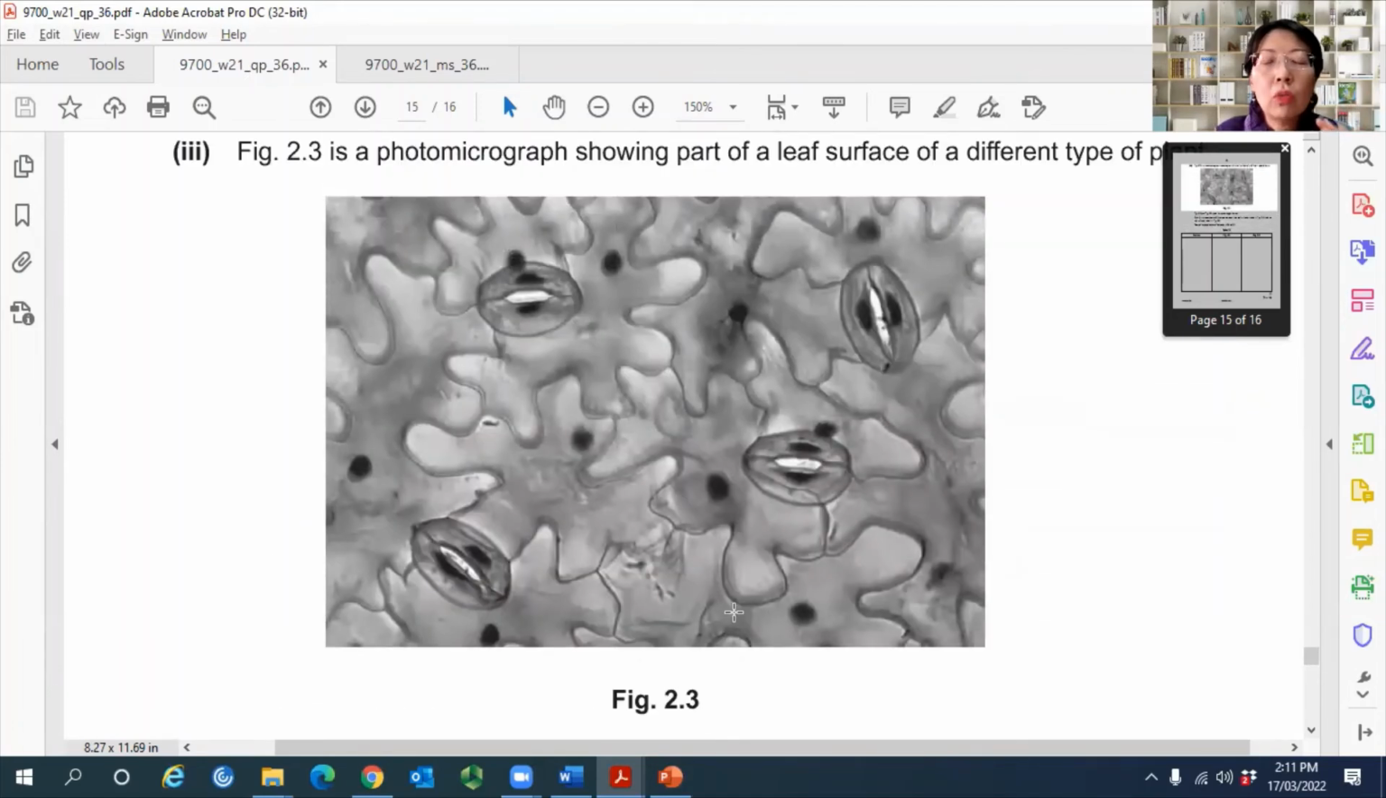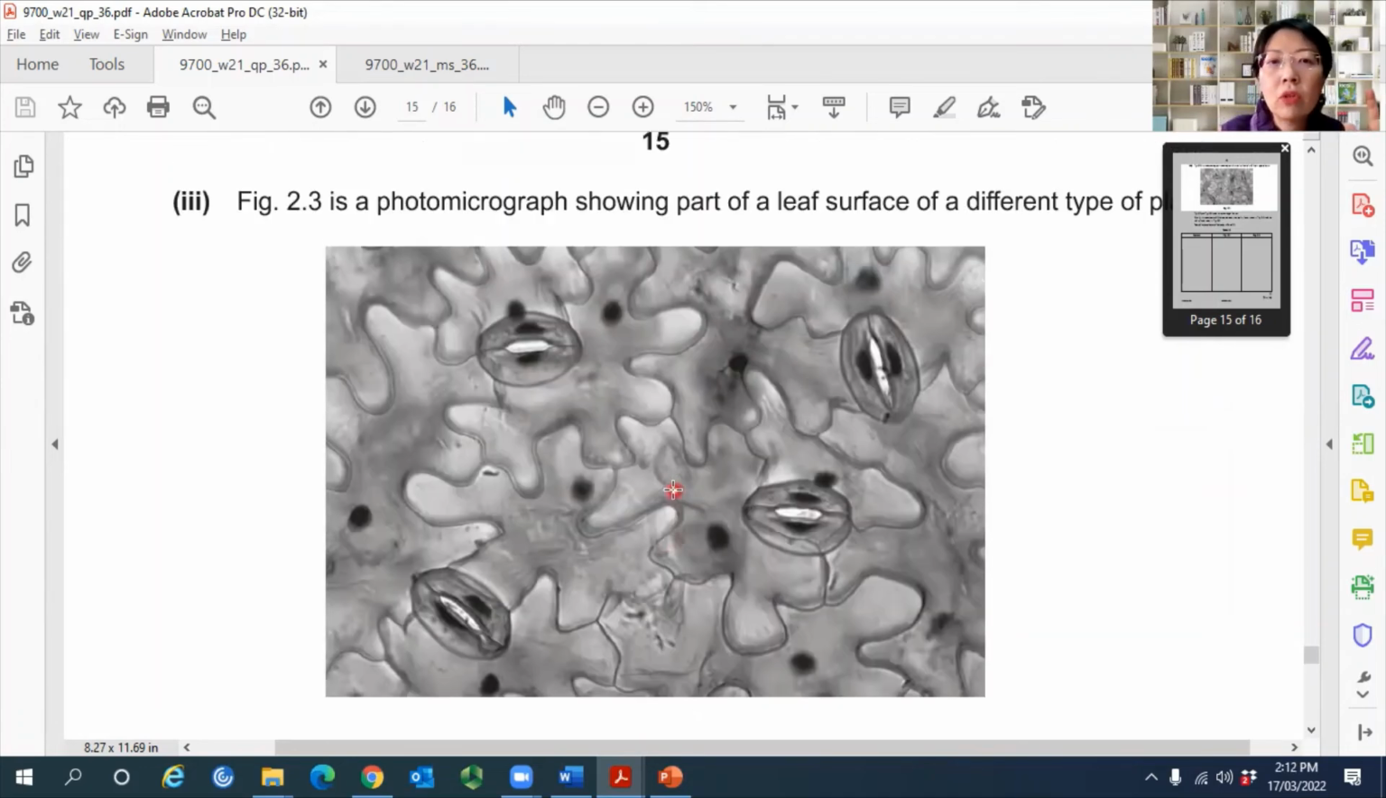Second, third, fourth mark, you need to state the differences. First thing you can see is that, can you see the nucleus of the guard cells are very clear and nucleus of other cells also very clear? I think because they stain the nucleus, so it's dark.